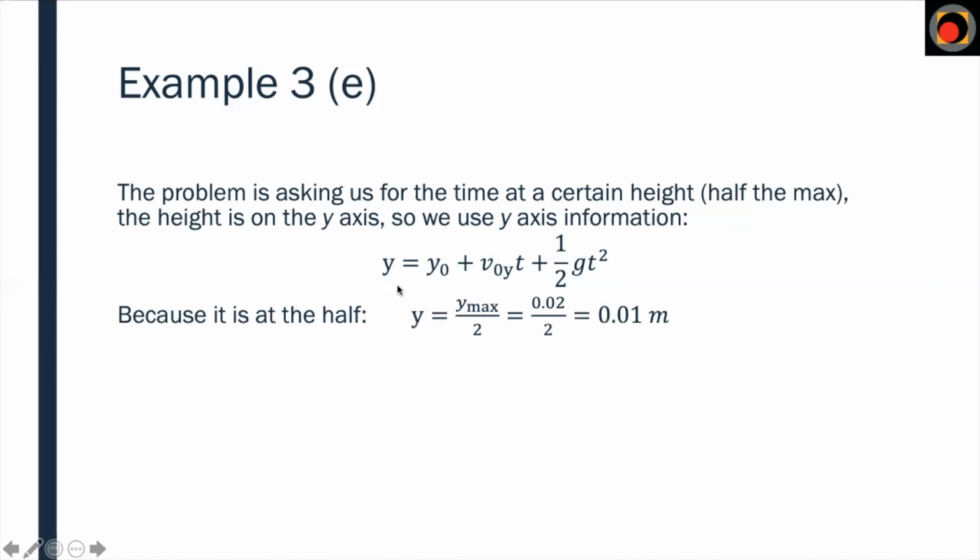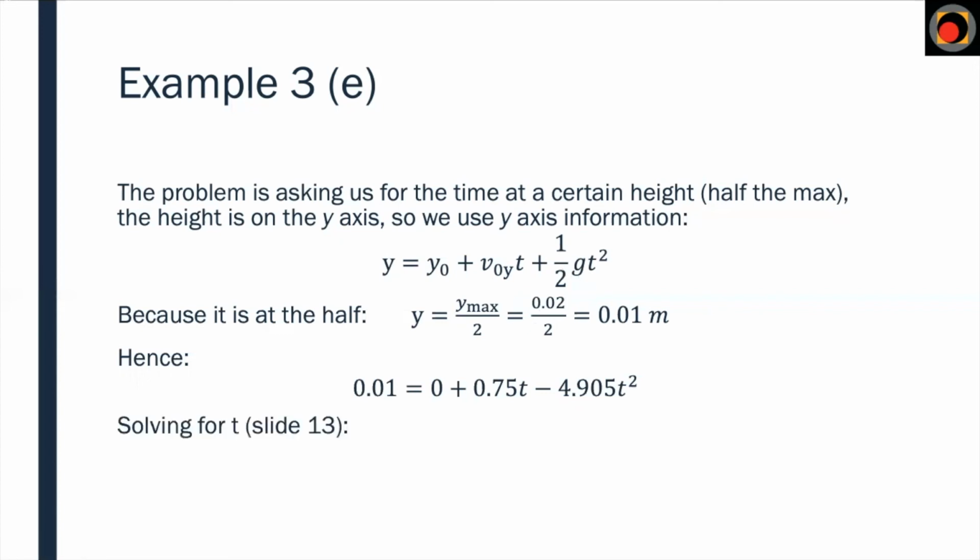We're looking for half the max, so 0.02 divided by 2, 0.01. In order to solve, I will substitute the values. I have 0.01 here, 0 for y0, the same VOY, 0.75, and 1/2 GT squared. As in the previous example, we have a quadratic equation. You can solve for t and we'll get 0.13 and 0.01.